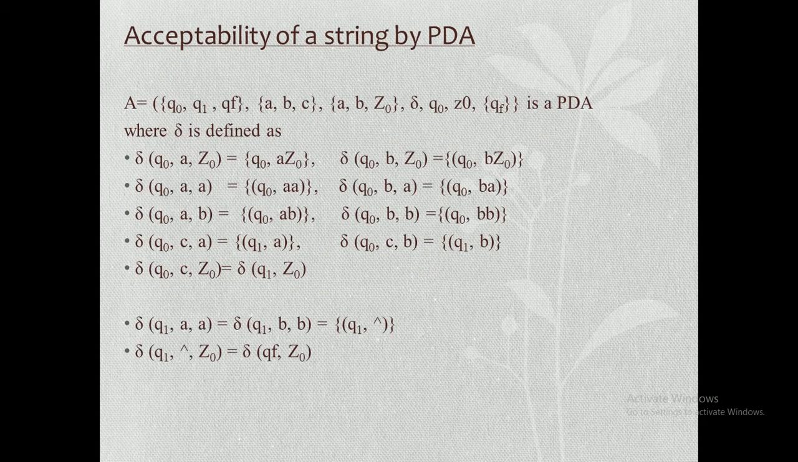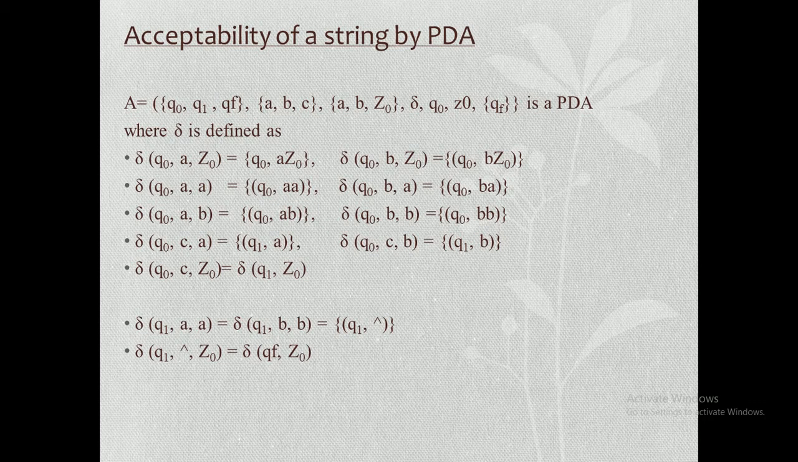So next, acceptability of a string by PDA. The acceptability definition will remain the same as we have studied earlier in case of finite automata, which says that when we start from the initial state, after the processing of the entire string, we will end up at the final state. That is called acceptability.